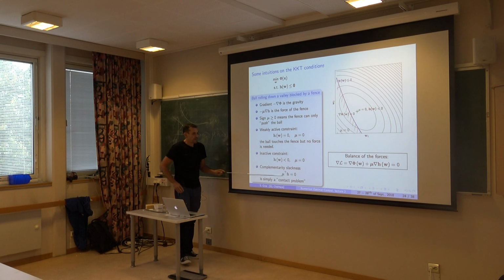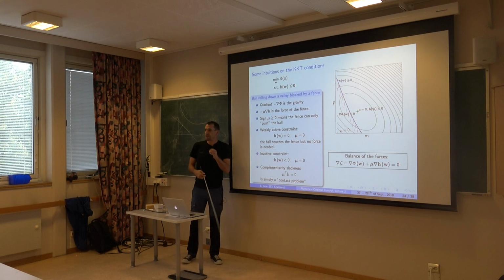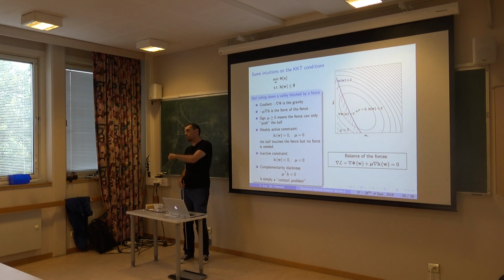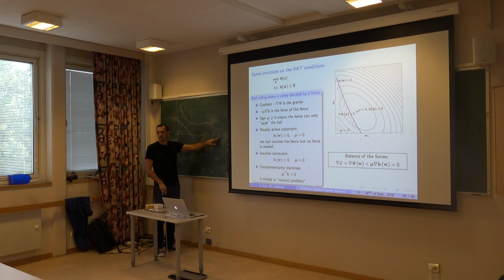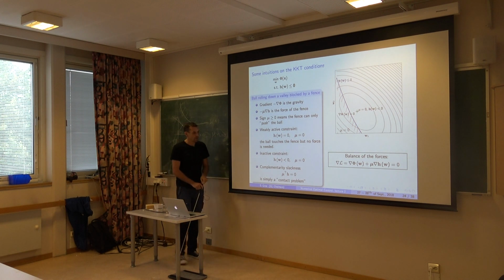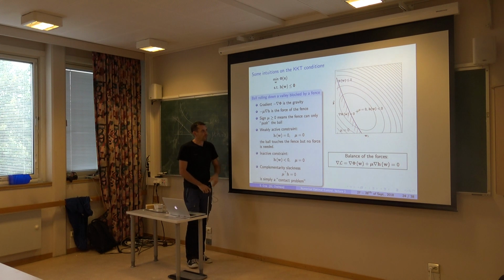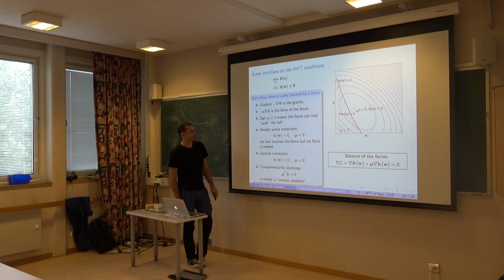And you can also explain this complementary slackness condition in that context. This is simply saying the fence will not push back unless the ball touches the fence, right? It's a logic condition. If h is non-zero, that means the ball is not touching the fence, then mu, the force, should be 0, right? And if h is 0, the ball is touching the fence, then mu can be non-zero. It can push back with the right sign, okay? So I don't know, but for me, I found it very useful to have these simple ideas in my mind.